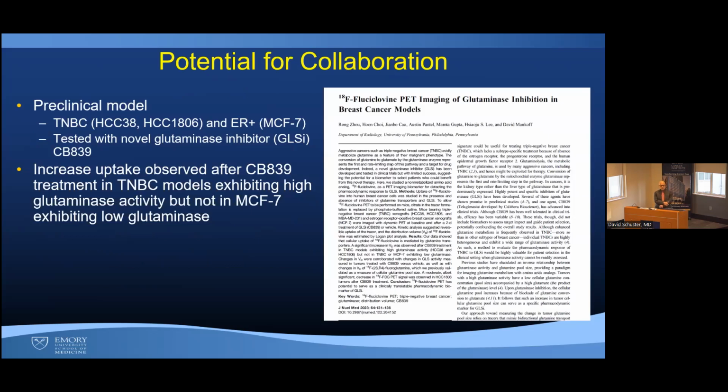Well, there's some work going on at Penn, and this is in a preclinical model. What they did was take mice, and they had triple negative breast cancer lines and also ER positive lines, not specifically ILC. And they were testing a novel glutaminase inhibitor called CB839. And they found that with fluciclovine, there was increased uptake observed after CB839 treatment in the triple negatives, exhibiting high glutaminase activity at baseline, but not in the MCF-7, which is ER positive, which had low glutaminase.